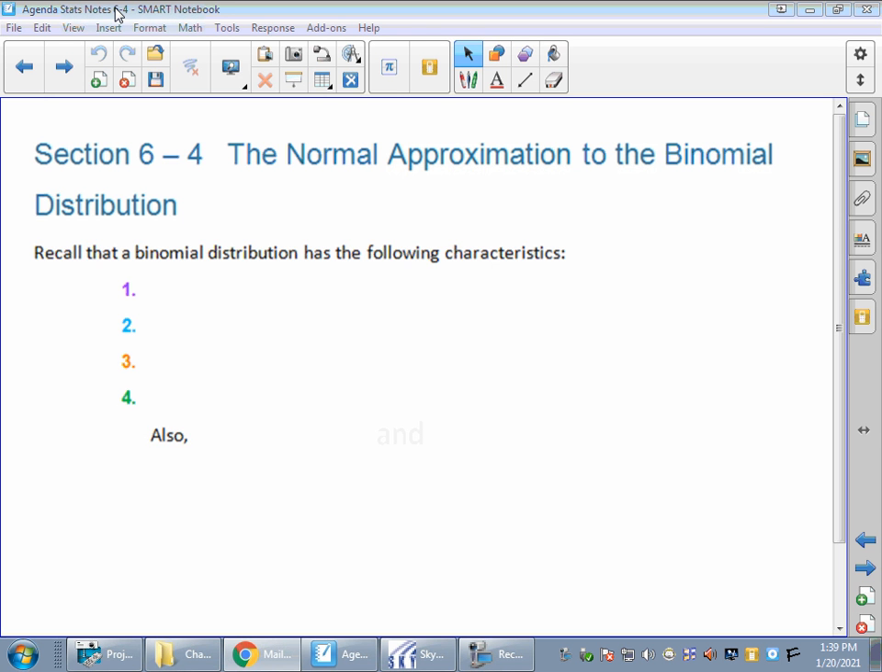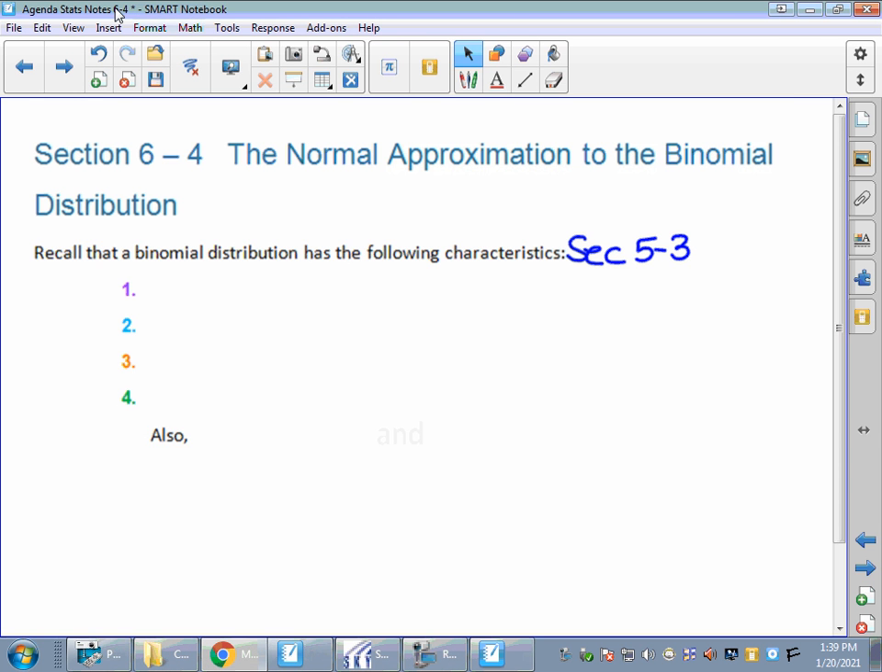Remember binomial distributions. I don't even know if you remember these 4 characteristics. This was from section 5.3. Remember, Chapter 5 was all about binomial distributions and how we liked them to be normal, right? So we're going to intermix those two things. So first of all, our 4 characteristics.